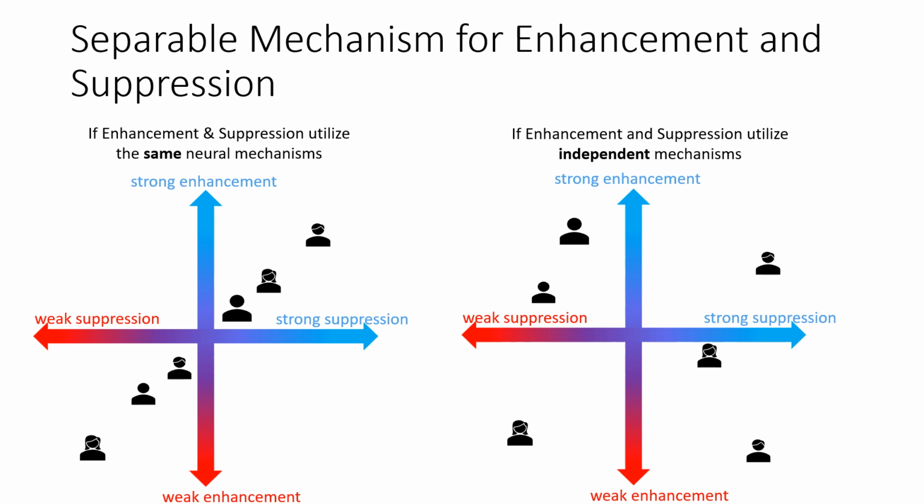Conversely, if there is no significant covariance between these two, that is, if one's ability to enhance does not predict their ability to suppress, it will point towards the existence of partially separable, or at least independent, mechanisms for enhancement and suppression. To test these hypotheses, our approach is to correlate individual differences in enhancement with those in suppression among participants. This method provides a clear measure of whether the processes are linked.